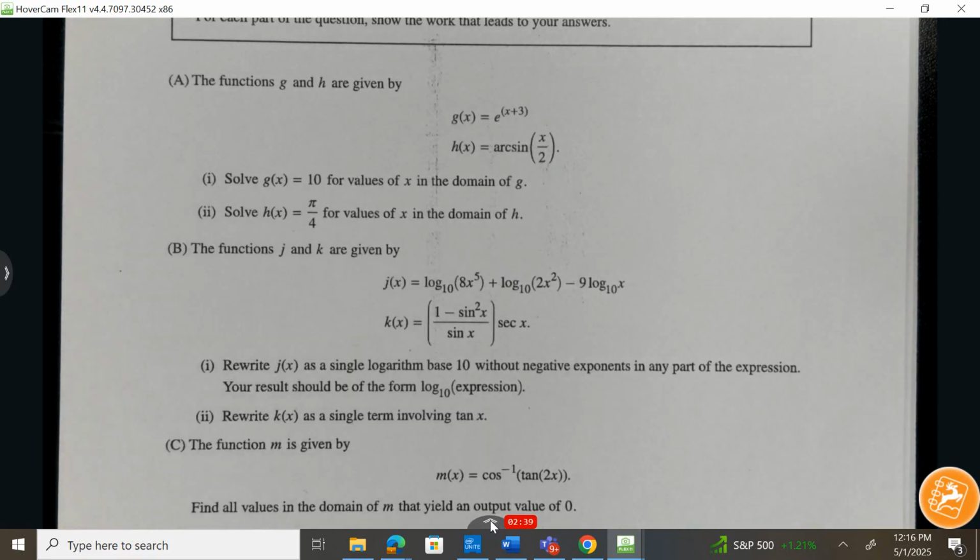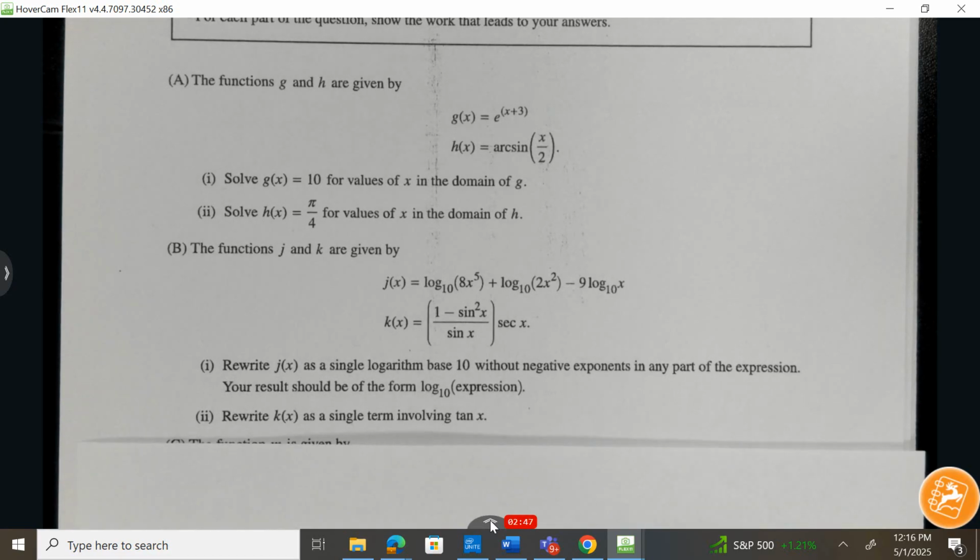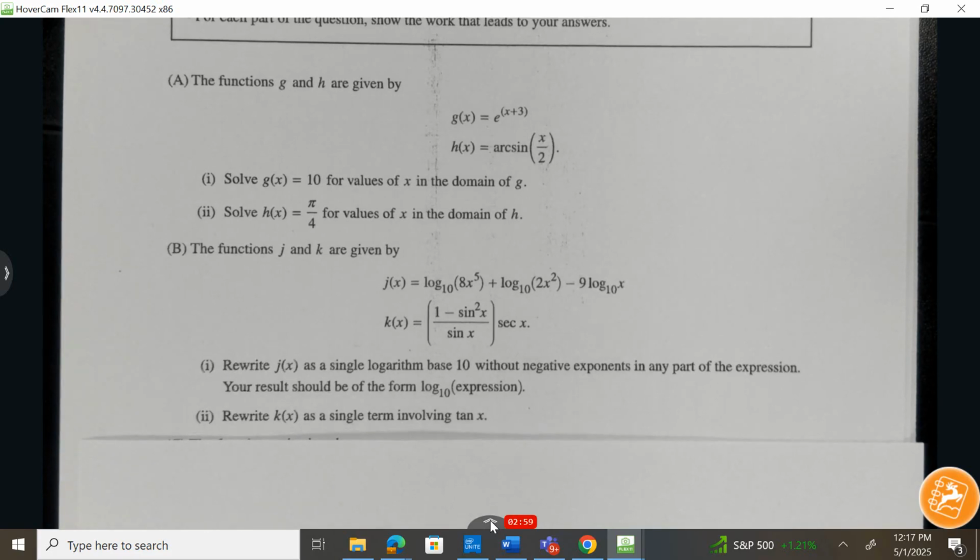Okay, let me grab this new piece of paper. Let's look now at part B. Okay, so part B gives us function j and it gives us function k. And we are asked to rewrite it as a single log with a base 10, no negative exponents, and so on. Okay. All right, let's go ahead and do that.